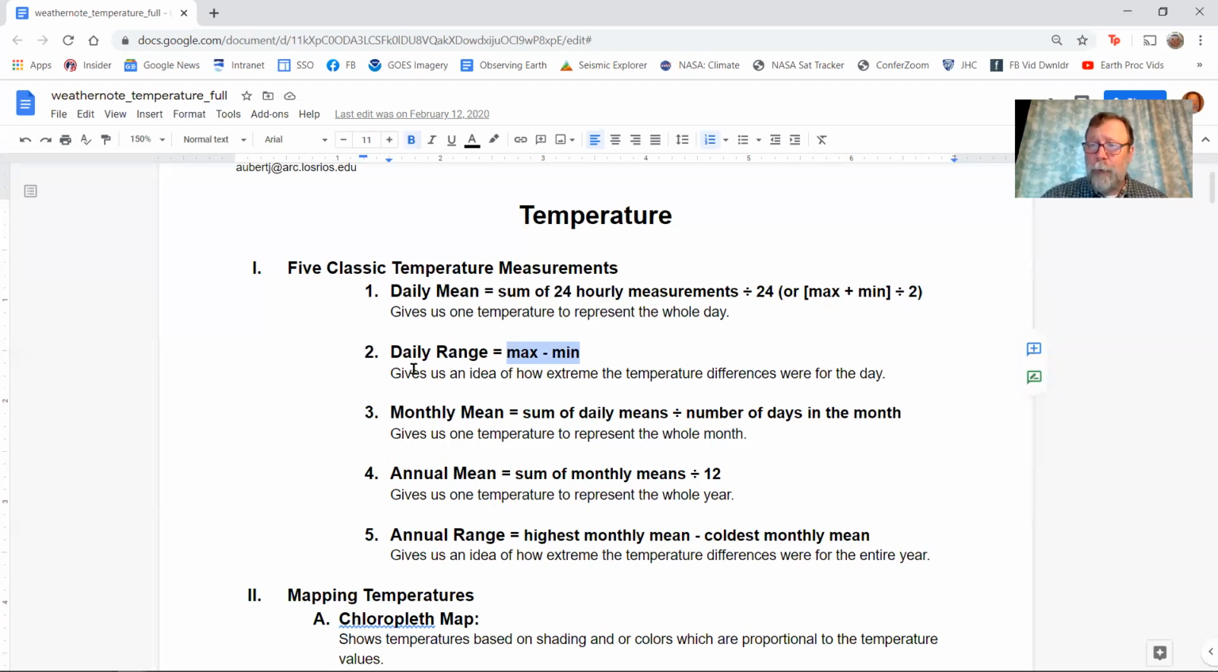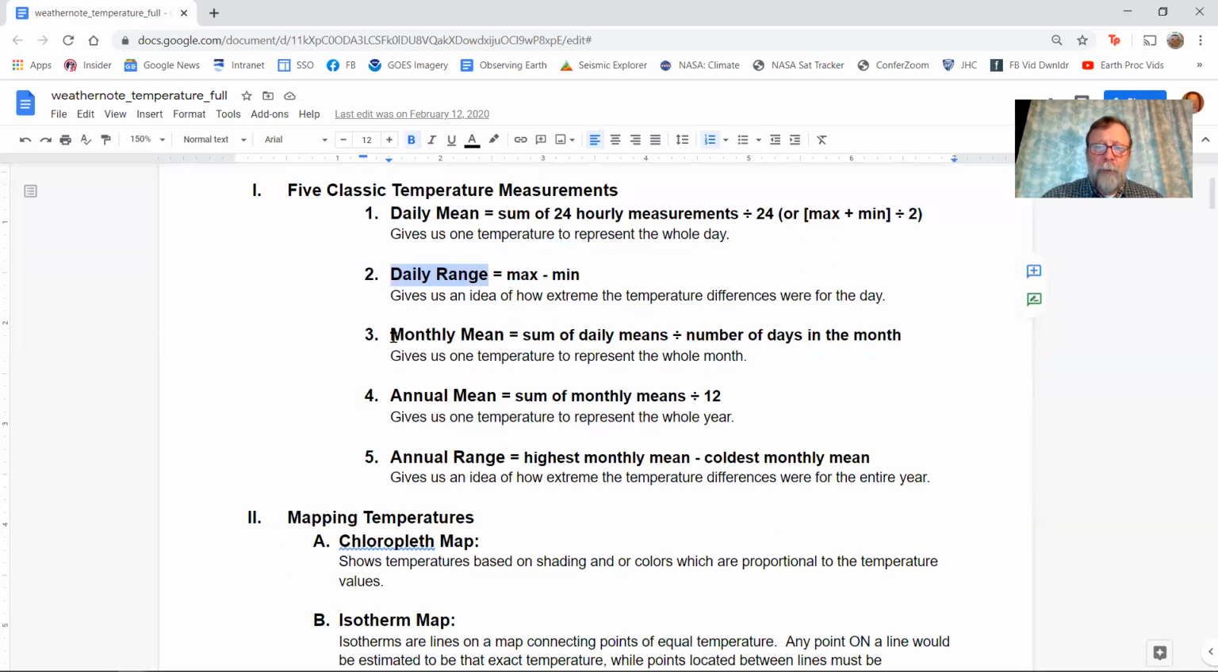A low daily range is not a low temperature. It's just a very small difference between the highs and the lows. It means things didn't change much. So if you have just lots of clouds for 24 hours, you generally have a very low daily range. In the winter, if you have incredibly clear skies during the day and it warms up a little bit, and then clear skies at night, it gets really cold, then you would have a high daily range. So you've got to make the distinction between those two.